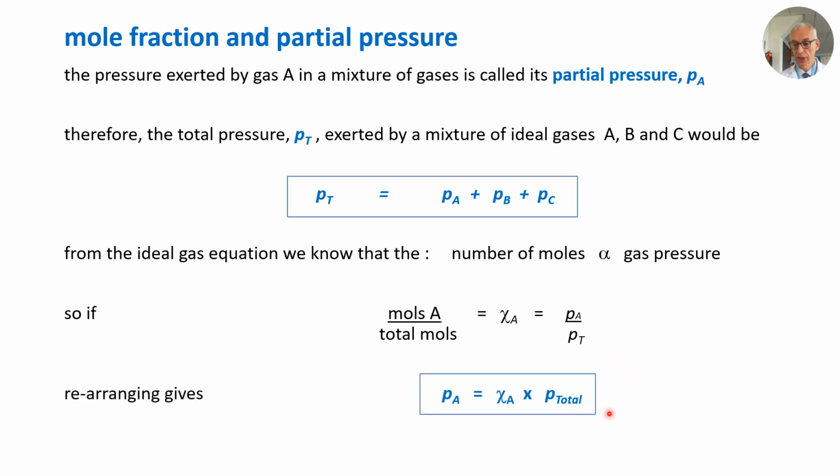We can rearrange this, and this is the form that it's most useful in. The partial pressure, the pressure exerted by gas A in a mixture of gases, is its mole fraction times the total pressure. That expression needs to be known and is most useful.